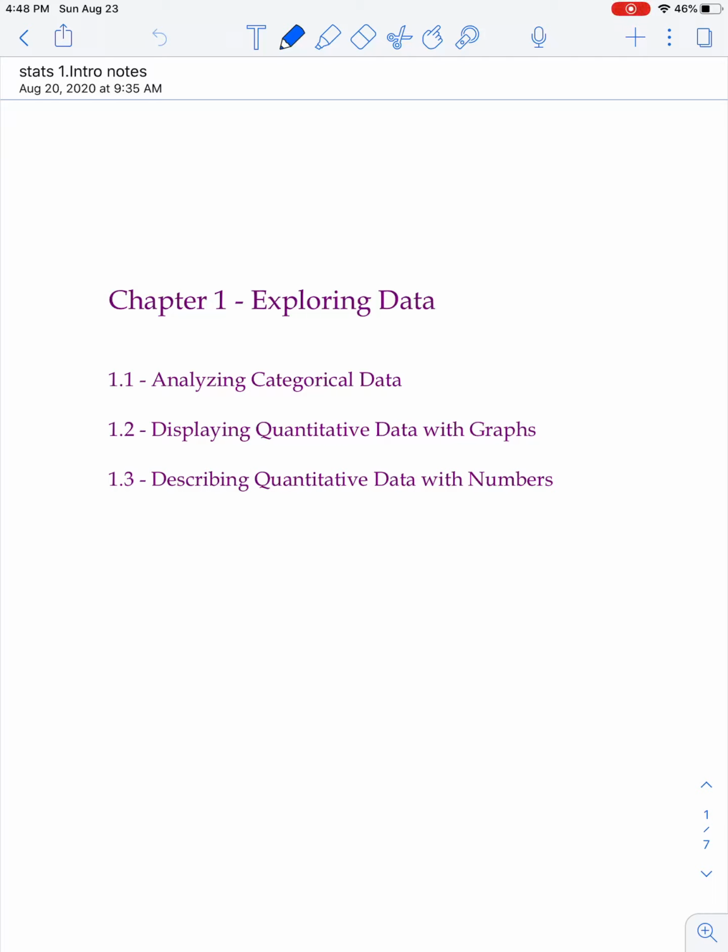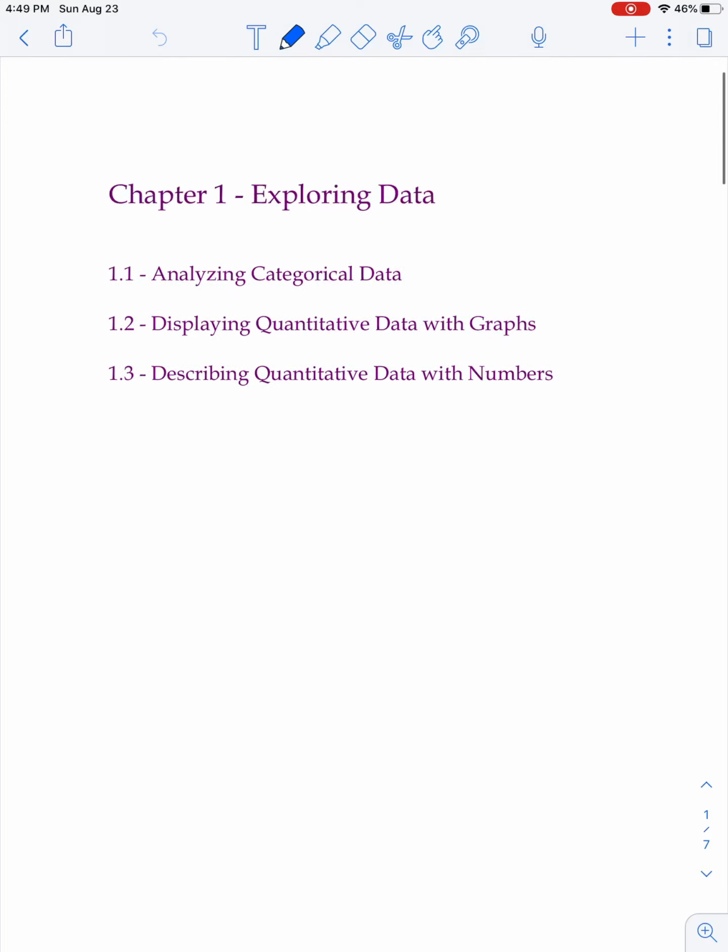Okay, so we're going to start with just exploring some data. In this unit, we're going to talk about categorical data, and then we're going to switch over to quantitative data. We're going to talk about the difference of the two, and then with quantitative data, we're going to talk about how you can display it with graphs, but then also how you can describe it with numbers.